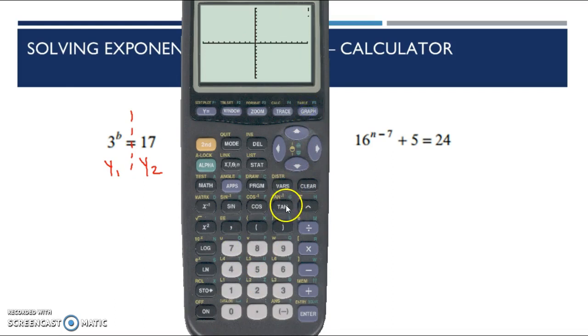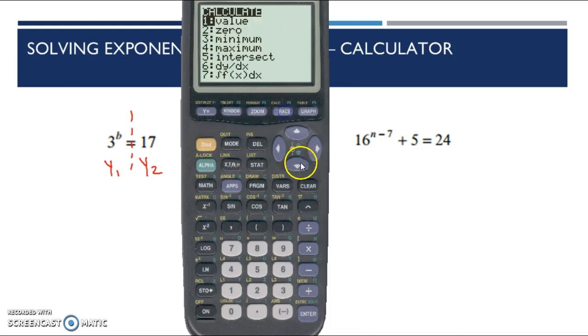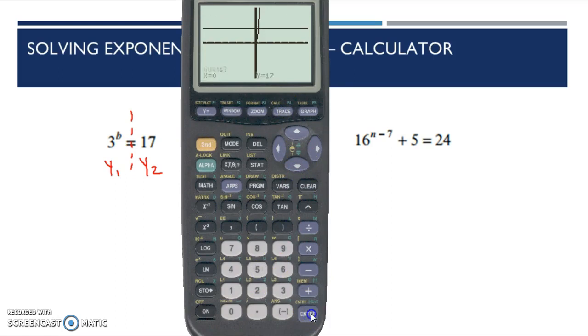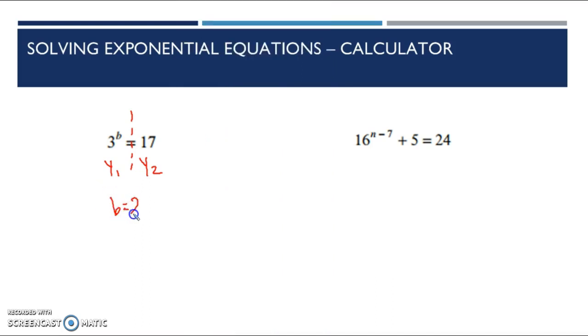So I'm going to go to my graph. 17 is going to be up above my screen, so once I let it finish loading, I'm just going to zoom out. So zoom, 3, enter. And see if I can see that horizontal line. Which I can, so once I see it, I'm going to go second trace, number 5, enter, enter, enter. And my x value is my answer, so we get 2.58. So b equals 2.58.